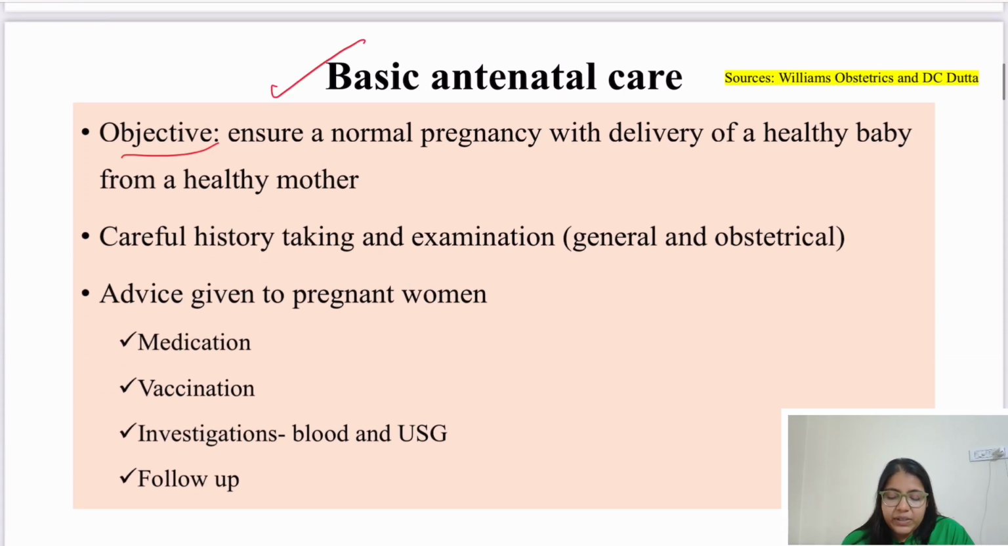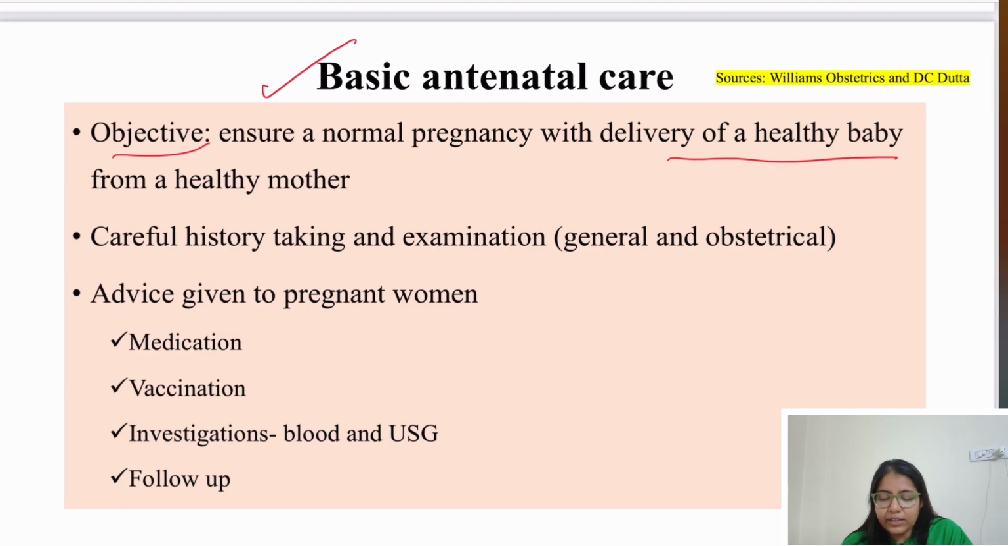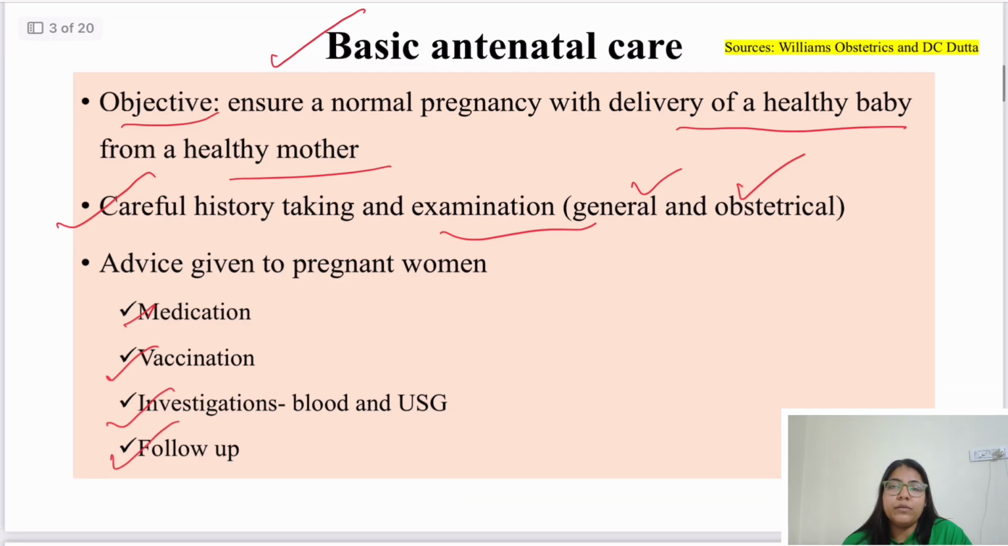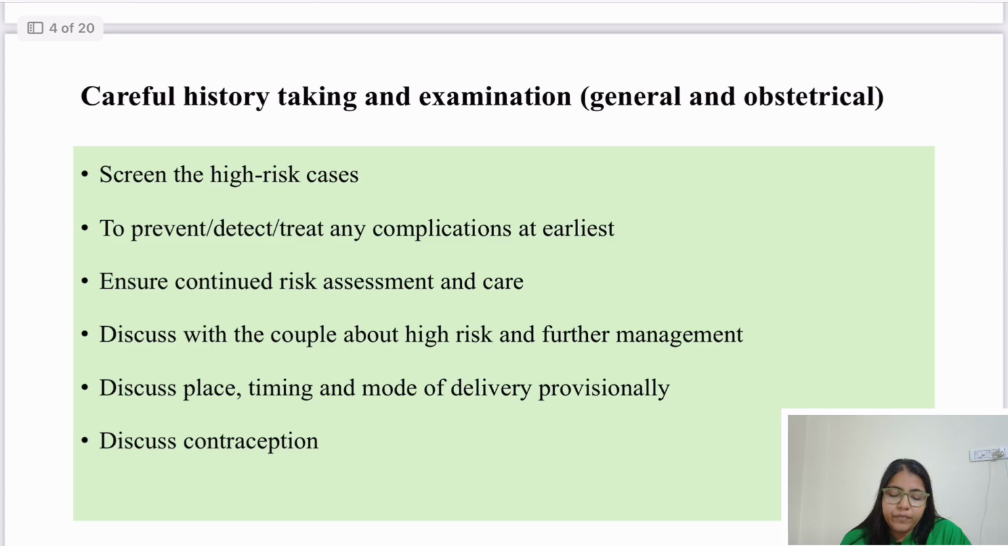So what is the objective of basic antenatal care? To ensure a normal pregnancy and delivery of a healthy baby from a healthy mother. You take history from the pregnant mother and do examination, both general and obstetric, and you give some advice to the pregnant mother on medication, vaccination, any investigations that need to be done, be it blood investigation or any ultrasound investigation, and when to follow up. So when we take history from an obstetric patient, how does it help us?